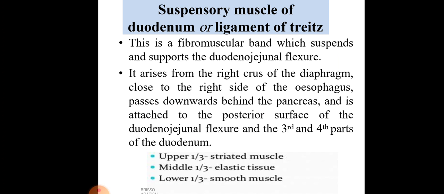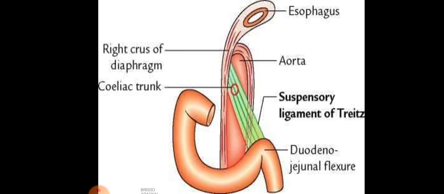Now there is a suspensory muscle of duodenum or ligament of Treves, which is a fibromuscular band which suspends and supports the duodenojejunal flexure. It arises from the left crus of the diaphragm close to the right side of the esophagus. It passes downwards behind the pancreas and is attached to the posterior surface of the duodenojejunal flexure and third and the fourth parts of the duodenum. Now, in the upper part, this ligament of Treves contains striated muscle. In the middle one third, it is made up of elastic tissue, and the lower one third is made up of smooth muscle fibers.